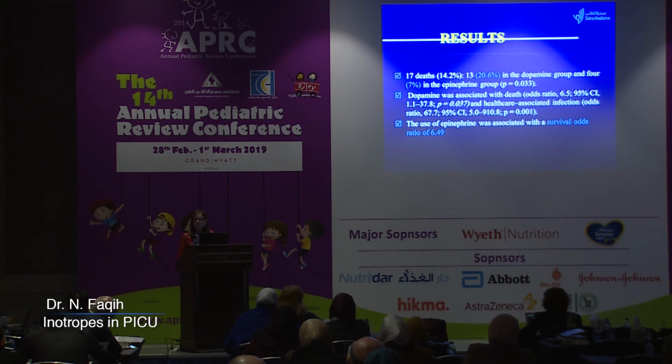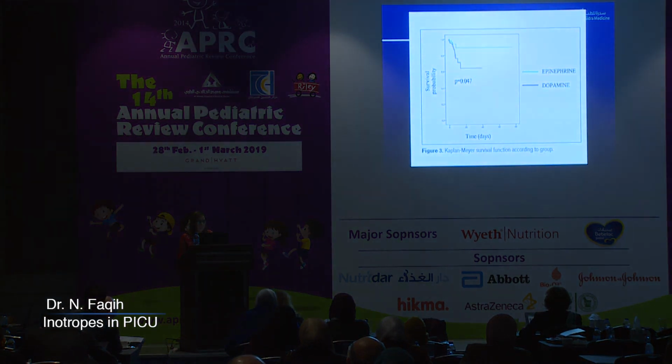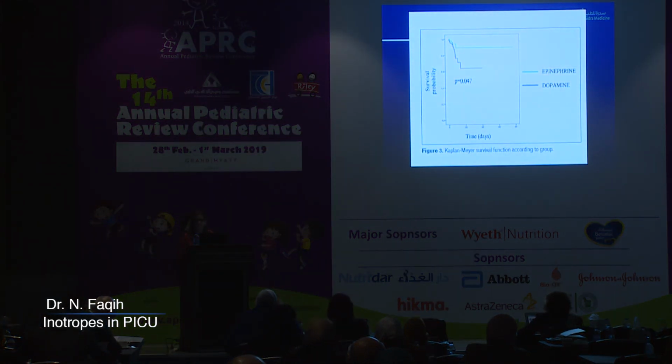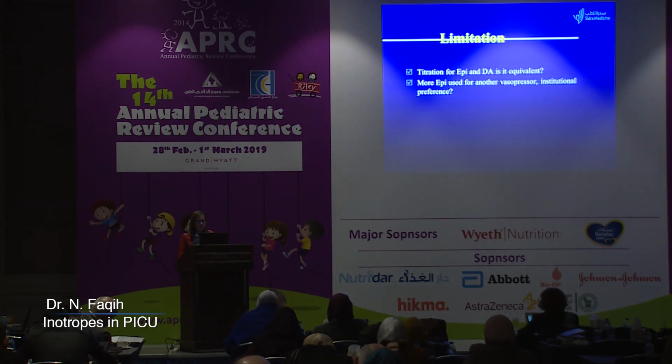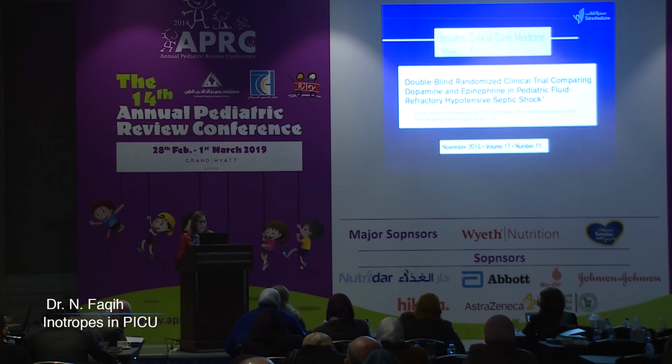Epi was associated with an odds ratio for survival of about 6.5. And if you look at their Kaplan-Meier curves, they're very impressive. There was also a higher risk of health-associated infections, and early administration of epinephrine was associated with increased survival in these patients. There are some limitations to the study: did they use equal doses of DOPA and Epi, and when they had to use other vasopressors because patients were not responsive, is it because the institution had a preference towards Epi? But this is a very nice study.